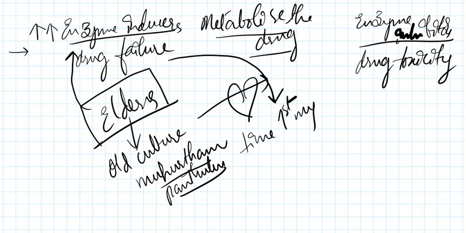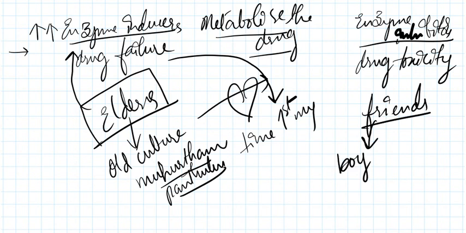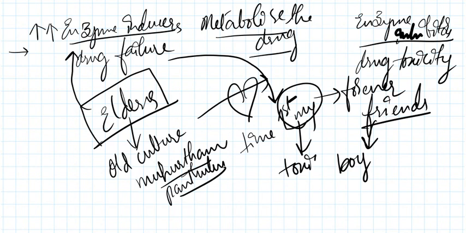Now, if you give enzyme inhibitors, who are the inhibitors? Friends. Friends always support the boy. So the first night goes forever. It will become a toxic first night. For days and days they go on with the first night. So enzyme inducers lead to drug failure of the first night.